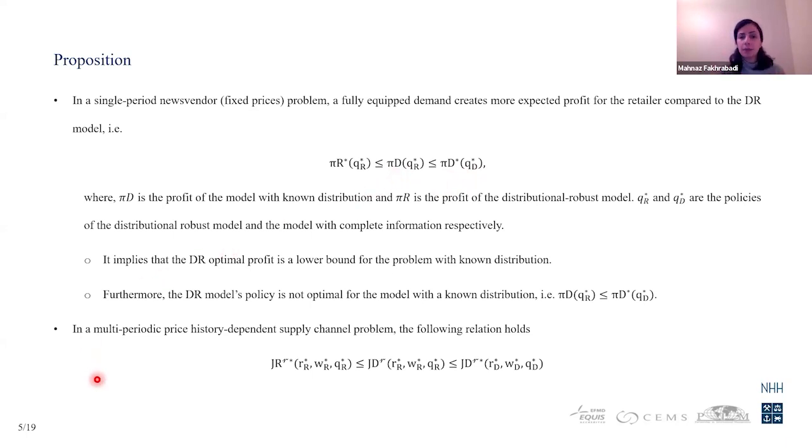Now we say that we have the same structure in a multi-level or multi-period problem as well. In a multi-period, price-history-dependent supply chain problem, we can have the same relation for the payoffs. So the payoff of the distributionally robust model is a lower bound for the model with non-distribution, and the decisions coming from the distributionally robust model are not optimal for the model with non-distribution.